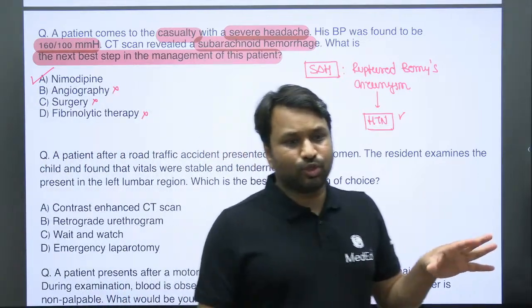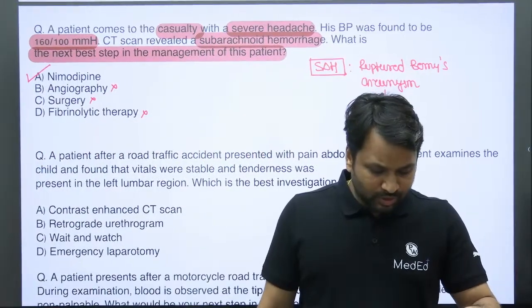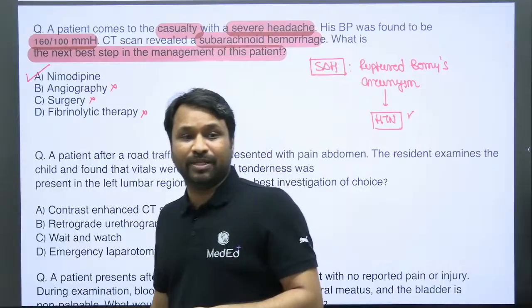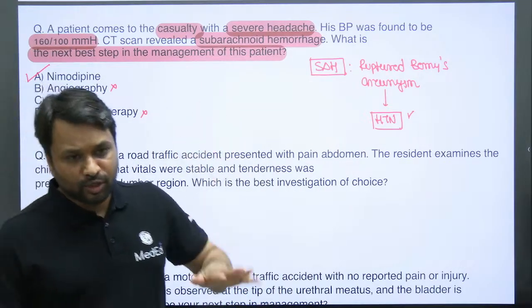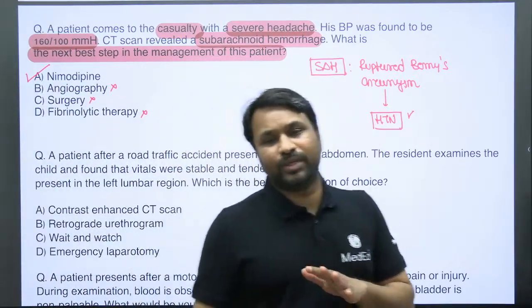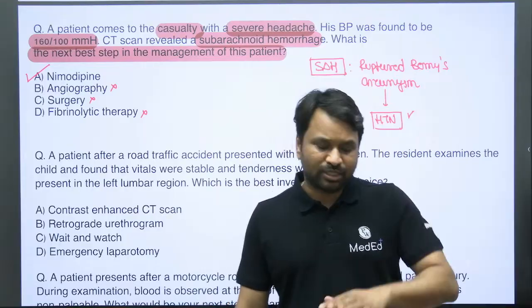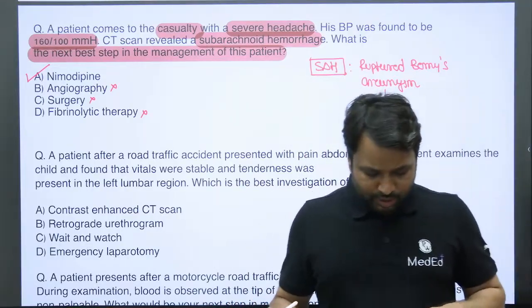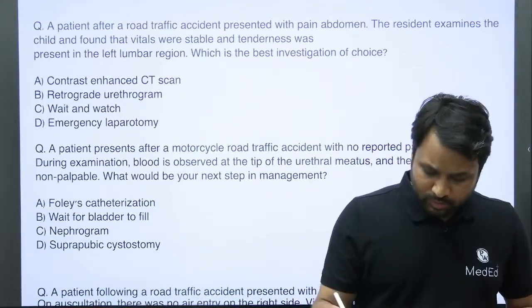But angiography, he's asking the next best step in the management. Right? Control the blood pressure and then go with angiography. So first is always a calcium channel blocker and then move to angiography. Okay? Moving on to the next one.